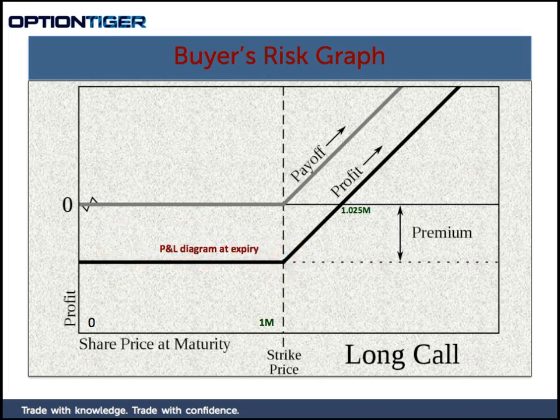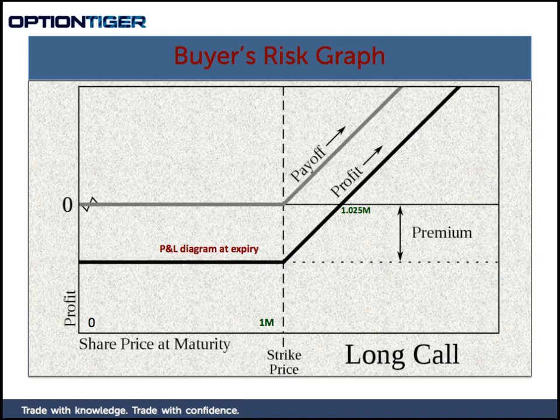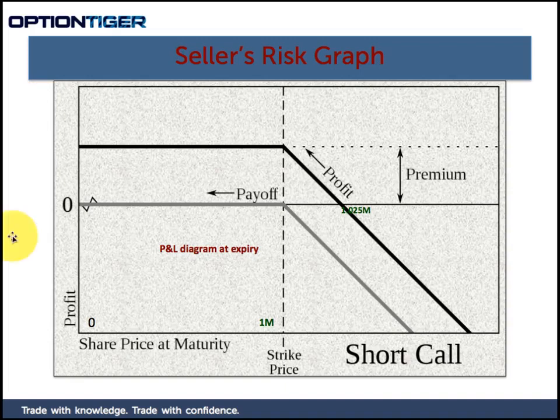So let's now look at the risk profile of a seller. And not surprisingly, you can see that it is exactly the opposite of a buyer. And so the seller has unlimited losses as the price of the house continues to go up. So we saw at 1.1, 1.2, 1.3, the seller faces unlimited losses. And his maximum profit is $25,000. So this line here should be the $25,000 profit line.